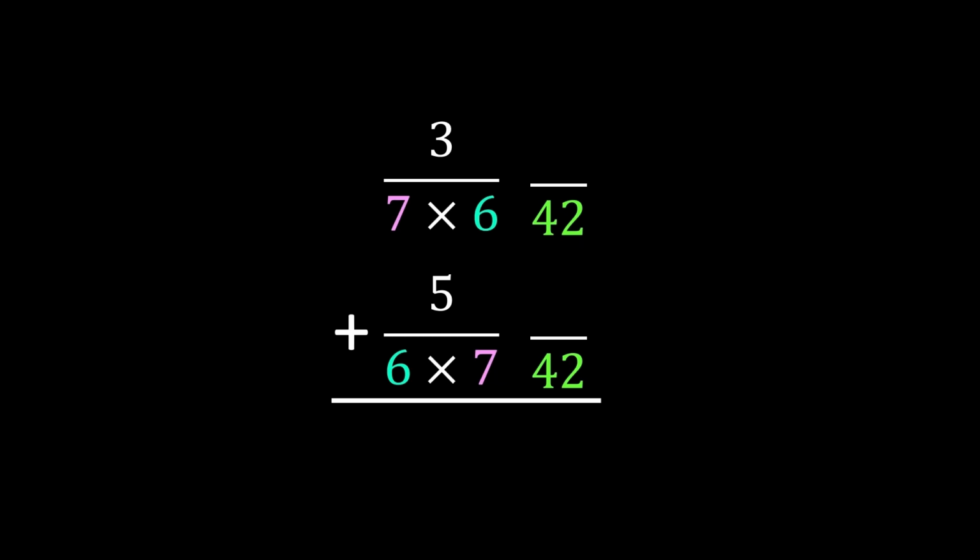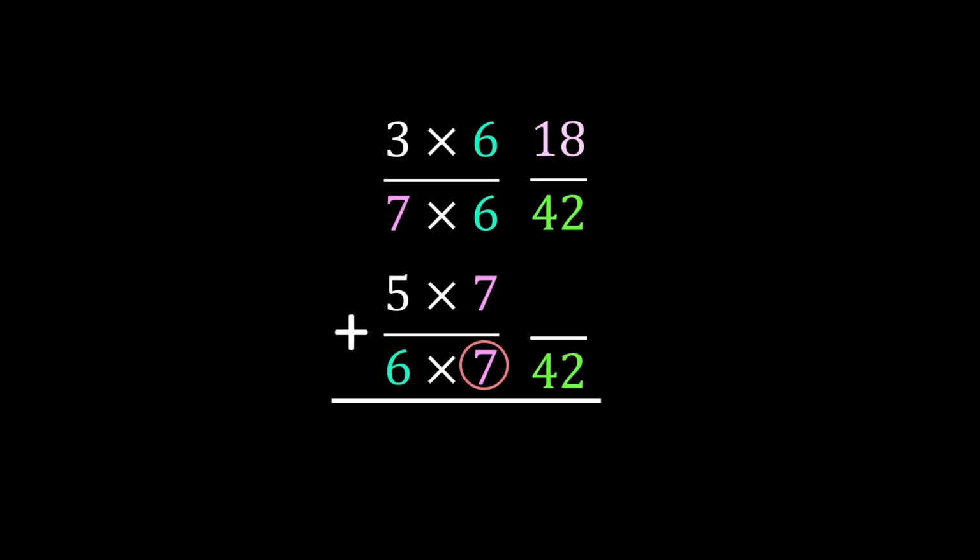Now we need to get our equivalent fractions. So going back to 3/7, I multiplied that denominator by 6. Because I multiplied the denominator by 6, I need to multiply the numerator by 6. 3 times 6 is 18. I can find the equivalent fraction to 5/6 the same way. I multiplied the denominator of 5/6 by the 7, so I'll need to multiply the numerator by 7. 5 times 7 is 35. Now that I have equivalent fractions with common denominators, I can proceed with my addition steps.